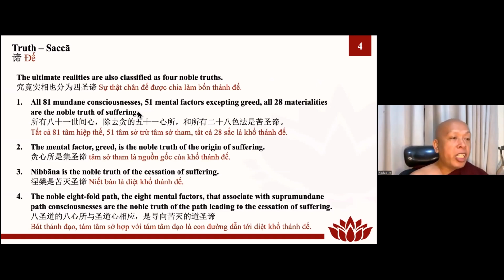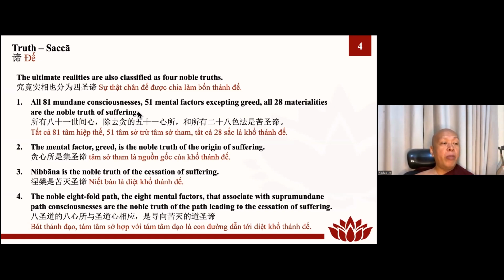The ultimate realities are also classified as the Four Noble Truths. As you already know the Four Noble Truths, right? This is a very, very popular teaching. Everybody knows the Four Noble Truths, the Noble Eightfold Path, anicca, dukkha, anatta, maybe. Almost everybody knows these three topics. Okay, now, according to ultimate reality, that means the Four Noble Truths are also one of the classifications.